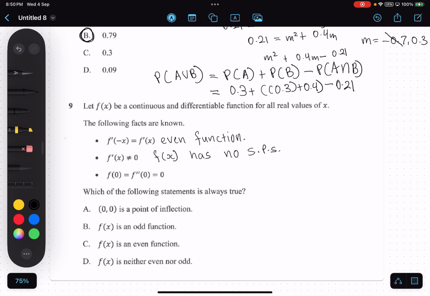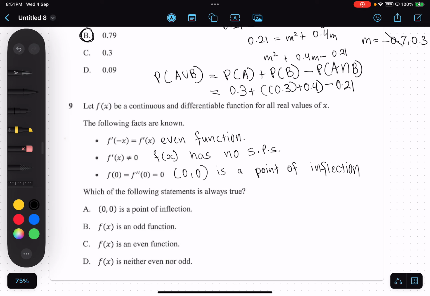I was actually tricked into thinking that A was the answer, which says that 0, 0 is a point of inflection. I'm going to tell you now that A, while it is correct, is not completely right. There's a more right answer here, and now I'm going to show you how to get it.